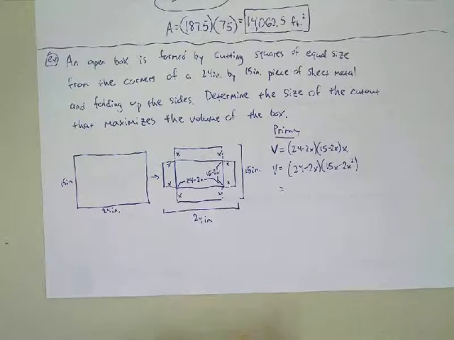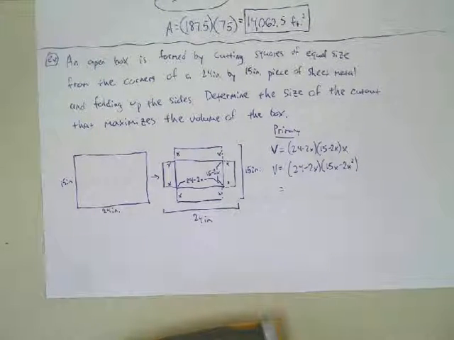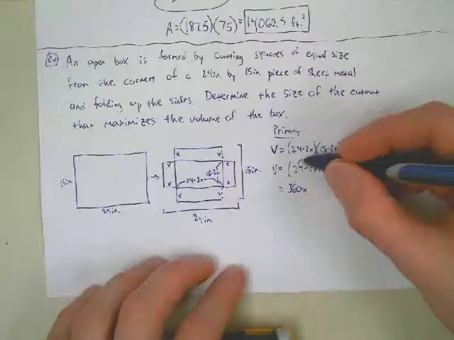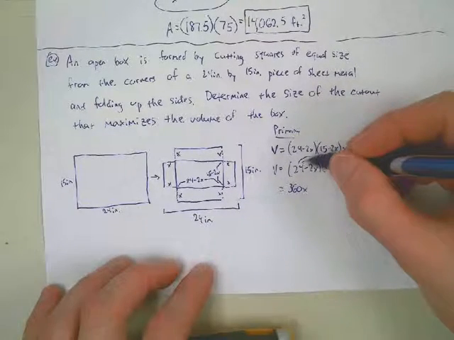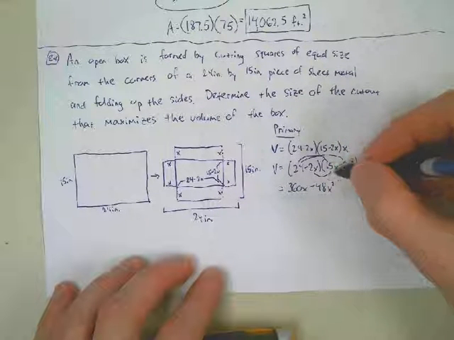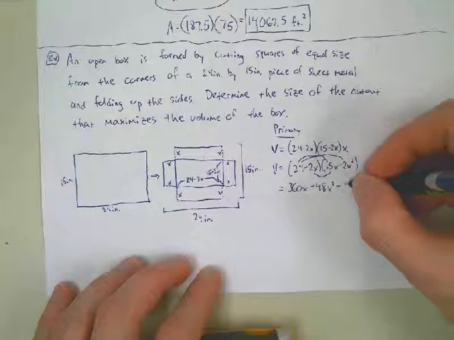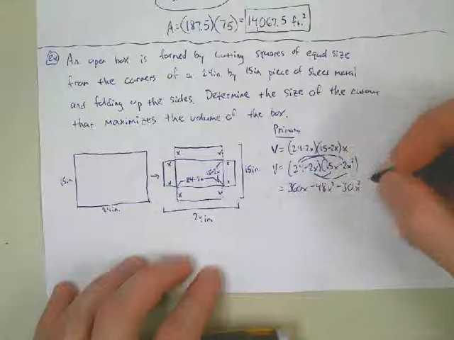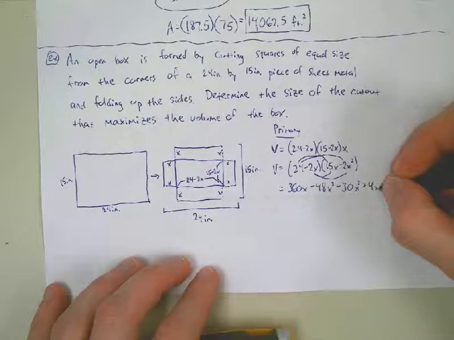So 24 times 15 is 360x, and then 24 times negative 2x squared is minus 48x squared. And then negative 2x times 15x is negative 30x squared, and then negative 2x times negative 2x squared is plus 4x to the third. Yeah, that makes it a lot nicer.